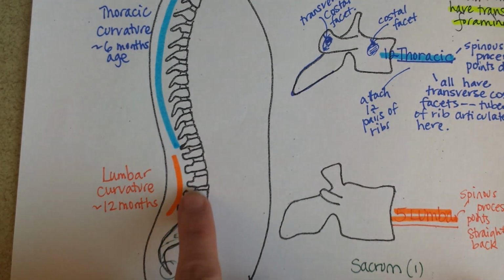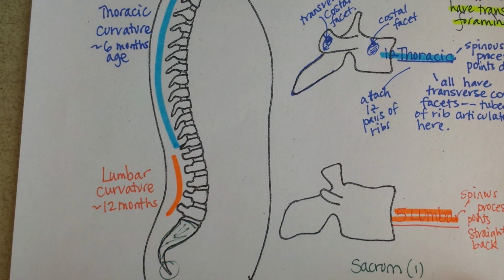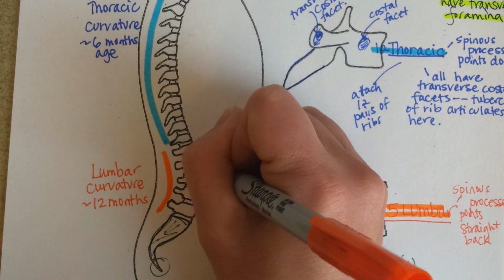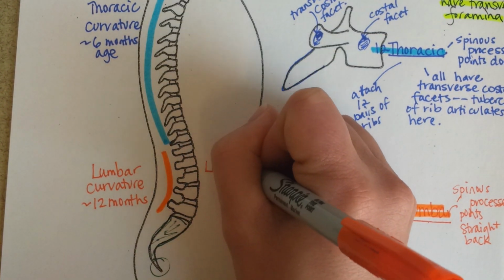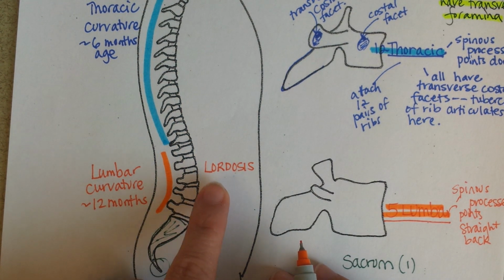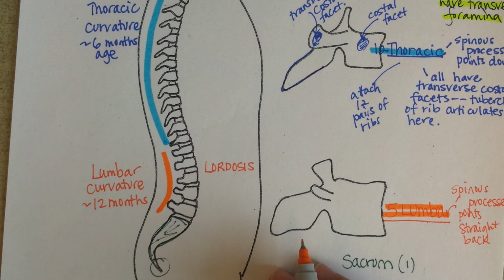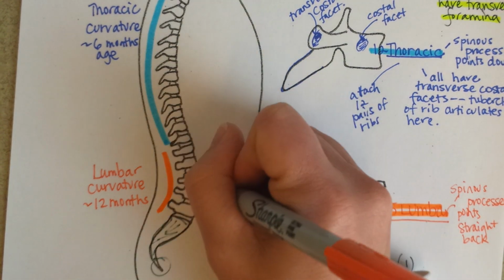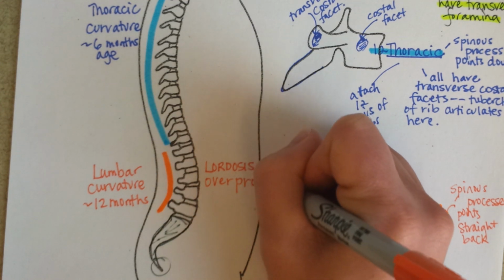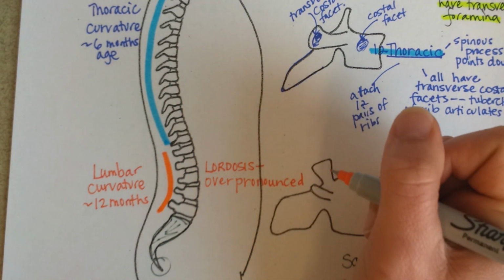Now, this curvature can be associated with back pain. If someone has what's called lordosis, the way that I kind of remember this is lumbar starts with an L, and lordosis is too much of this lumbar curvature. It's an overpronounced curve here. You might say your back is too arched.